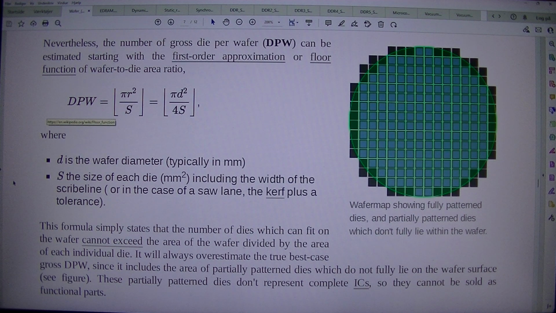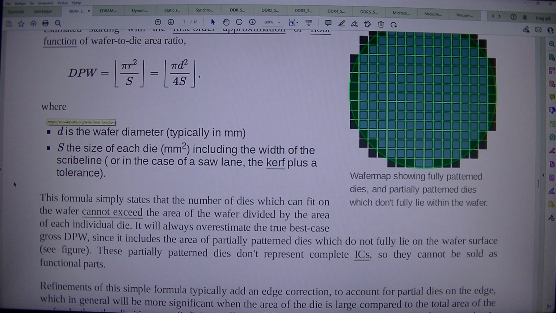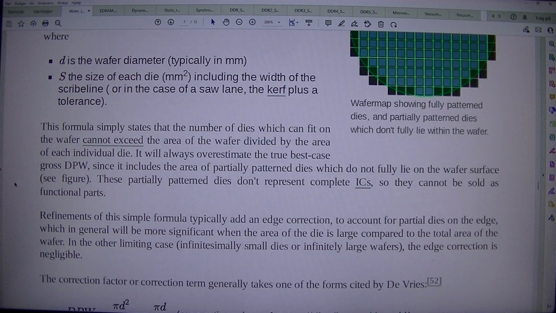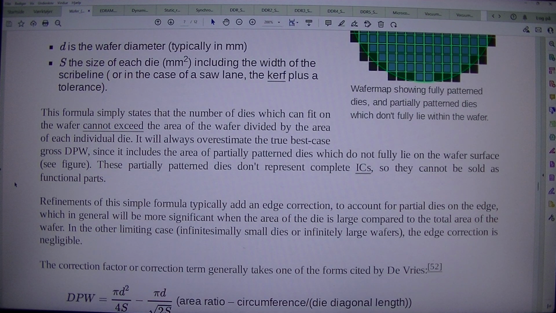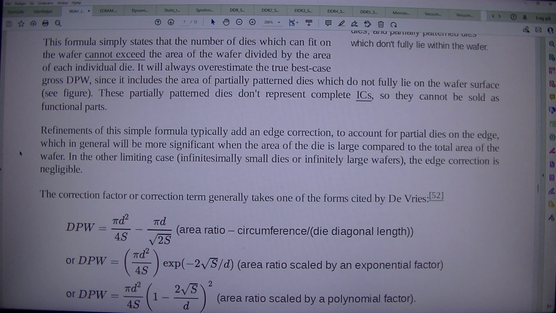This formula simply states that the number of dies which can fit on the wafer cannot exceed the area of the wafer divided by the area of each individual die. It will always overestimate the true best case gross DPW, since it includes the area of partially patterned dies which do not fully lie on the wafer surface. See figure. These partially patterned dies don't represent complete ICs, so they cannot be sold as functional parts.